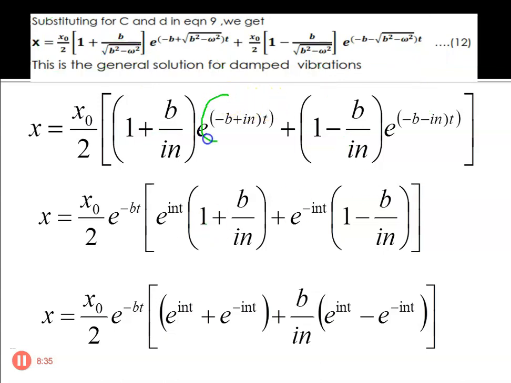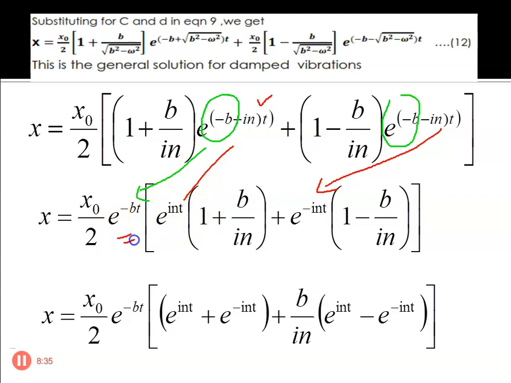e power minus bt is common for this term as well as this term. So I am going to take the e power minus bt outside. So we'll be getting 1 plus b by in into e power int. Okay. Similarly, 1 minus b by in into e power minus int. Is it clear? So these are the two factors in the second equation.